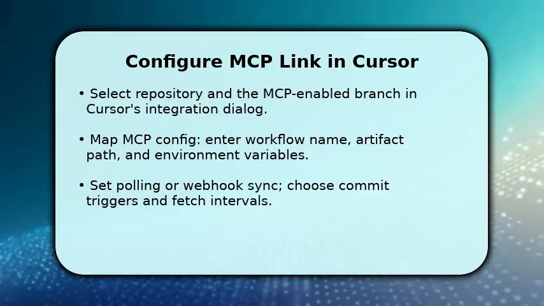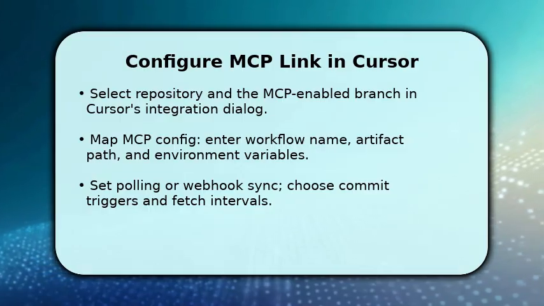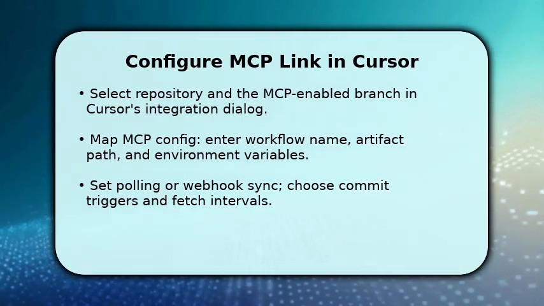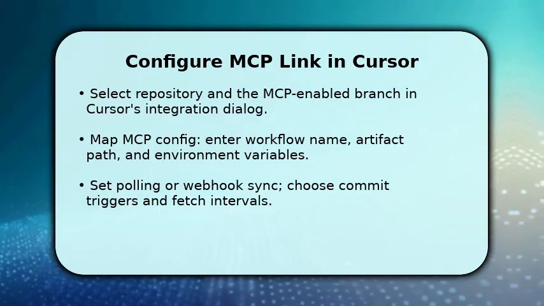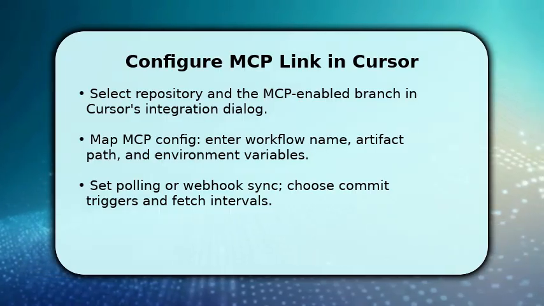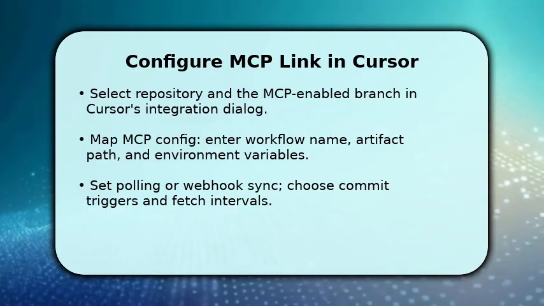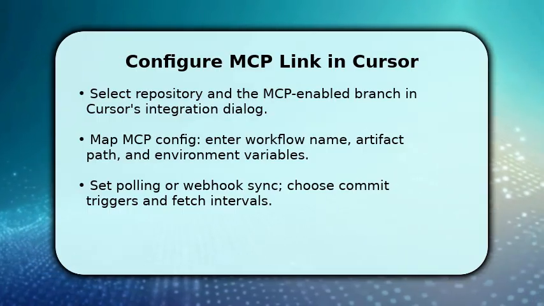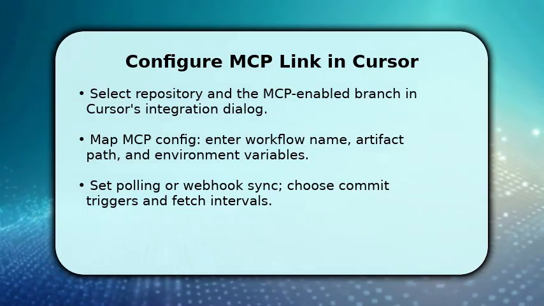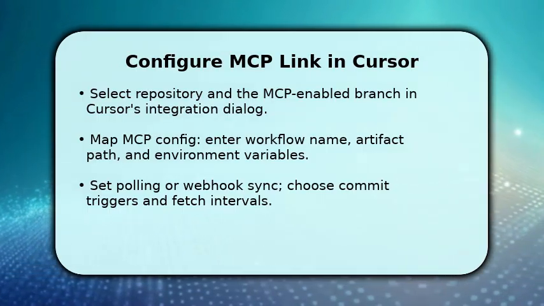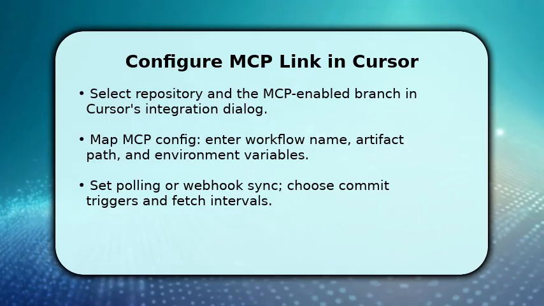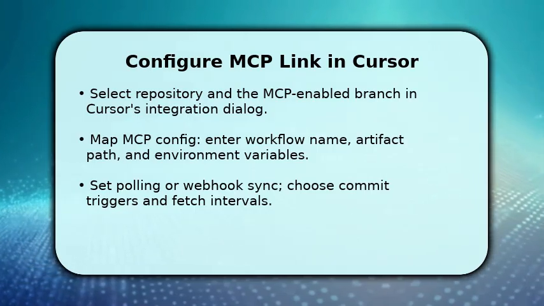Next, configure the MCP mapping inside Cursor. Pick the repository and the MCP-enabled branch, then enter the workflow name and artifact path so Cursor knows where to pull build outputs. Map environment variables and secret names used by your MCP so runtime contexts align.